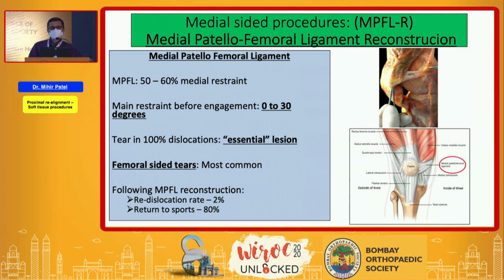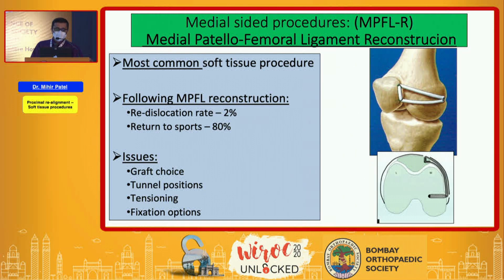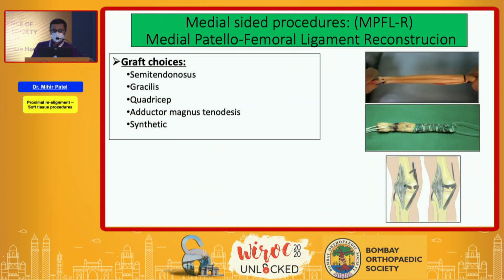Femoral sided tears are most common, and thus a medial plication or reefing may not always help when it tears from the femoral side. Redislocation rate is only about 2%, and return to sports is almost 80% after an MPFL reconstruction. It is the most common soft tissue procedure used. The issues that we come across when doing an MPFL reconstruction are the graft choices, tunnel positioning, what tension we should fix the MPFL at, and the fixation options.